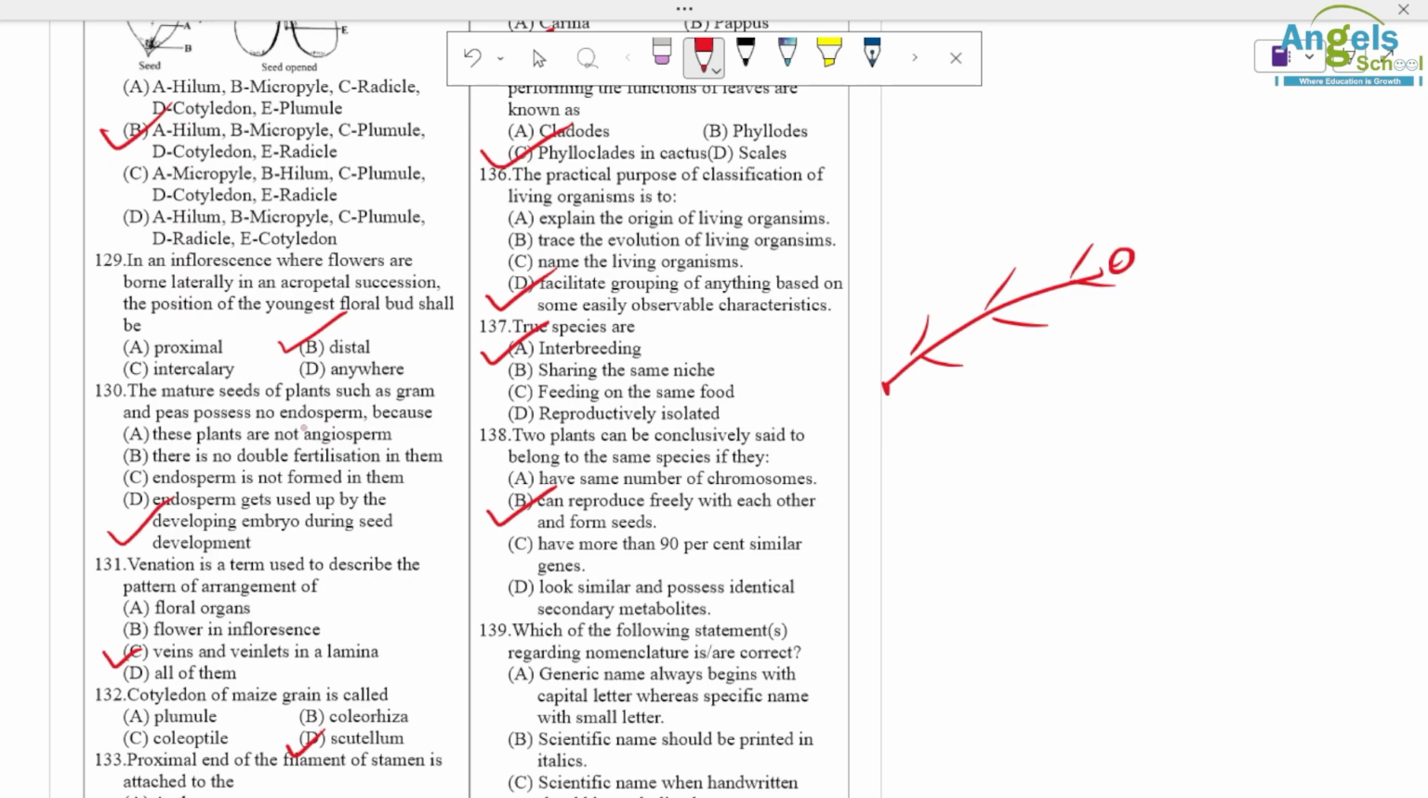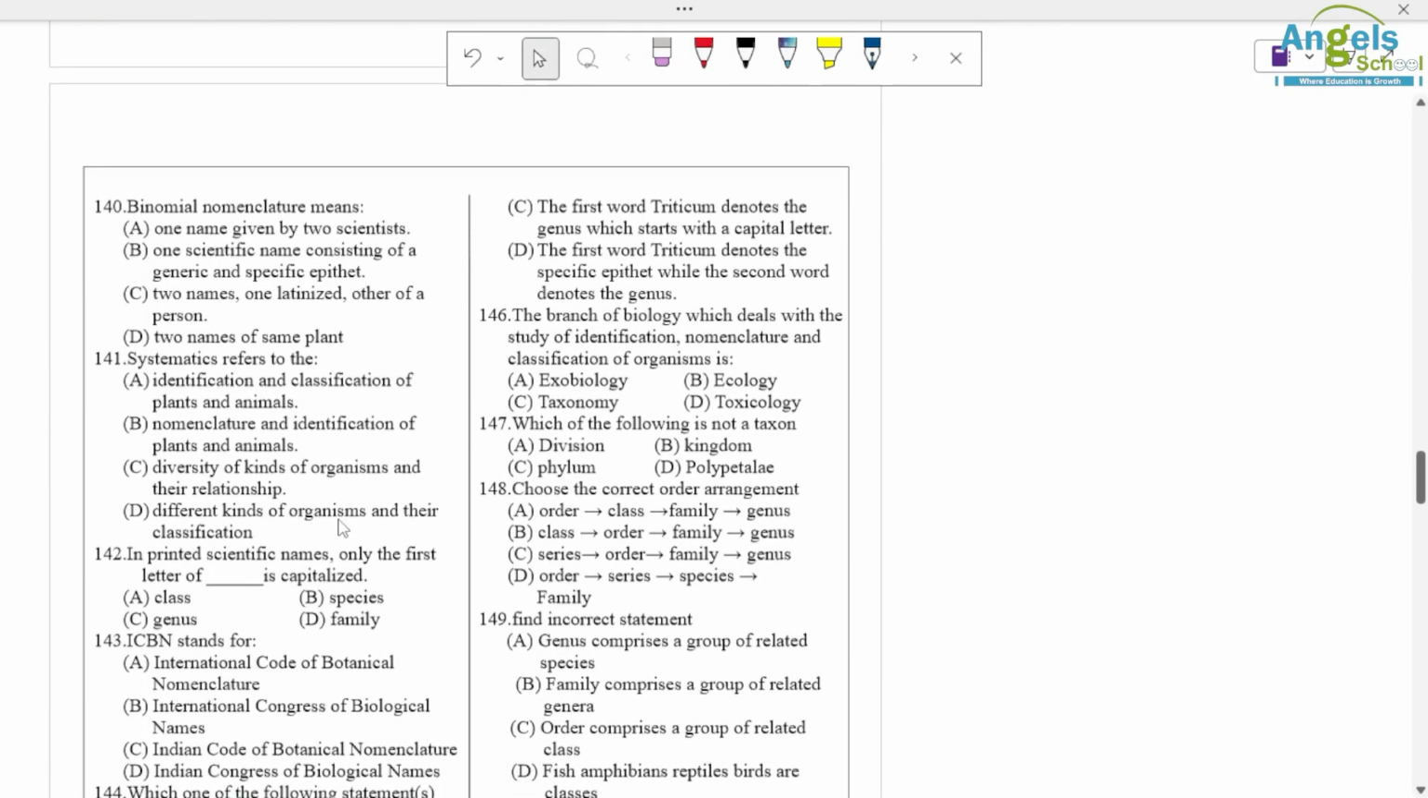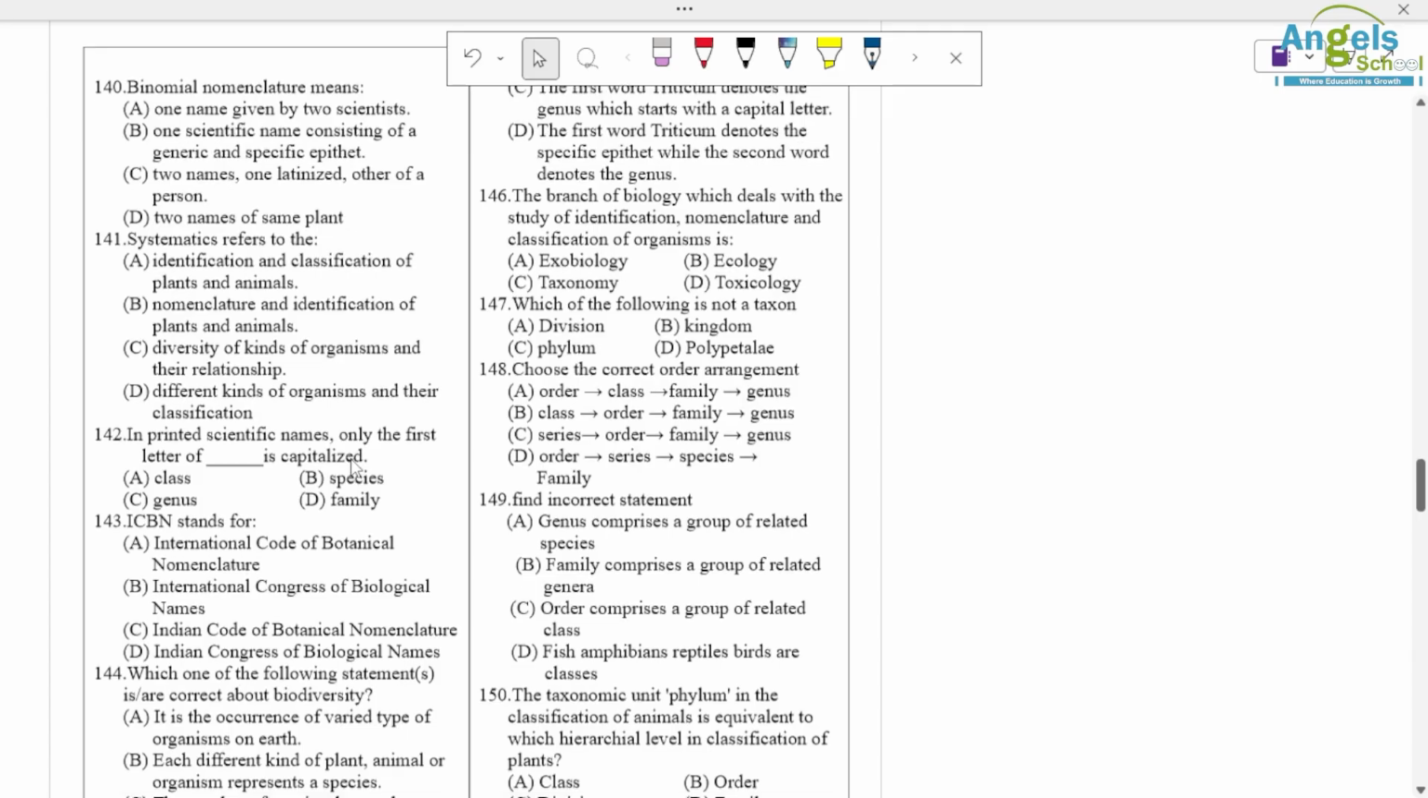Which of the following statements regarding nomenclature is correct? Generic name always begins with a capital letter, whereas specific name begins with a small letter. Scientific name should be printed in italics. Scientific name when handwritten should be underlined. So all of the above is correct. Binomial nomenclature means one scientific name consists of generic and specific epithet. Okay, so B option is correct.